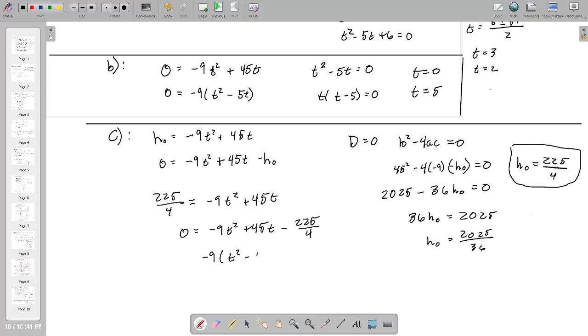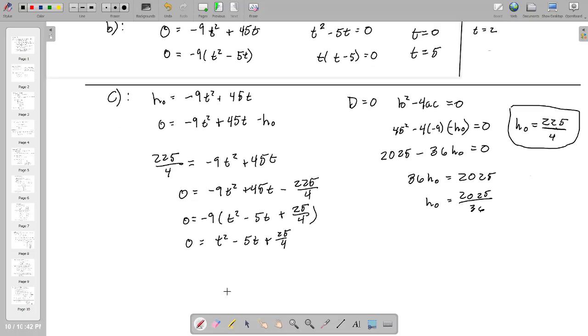We get a t squared minus 5t plus 25 over 4. And since this is equal to 0, I can divide the negative 9 over, and I end up with 0 is equal to t squared minus 5t plus 25 over 4. And then the quadratic formula will be t is equal to negative b, so positive 5 plus or minus the square root of b squared, 25, minus 4 times a times c.